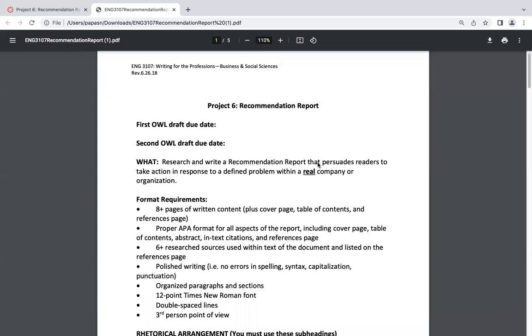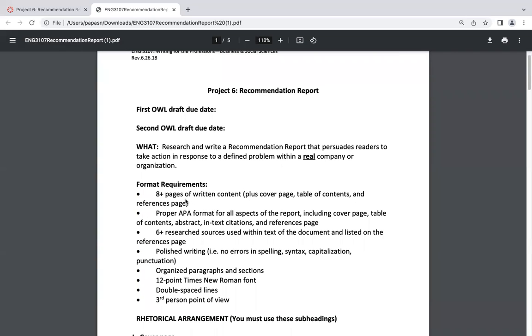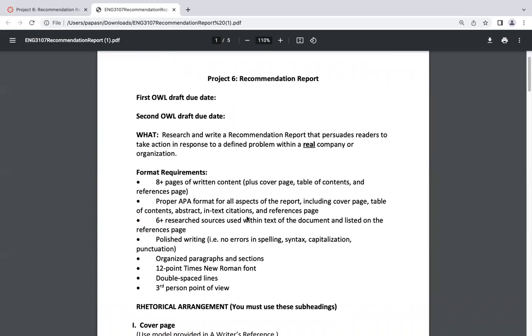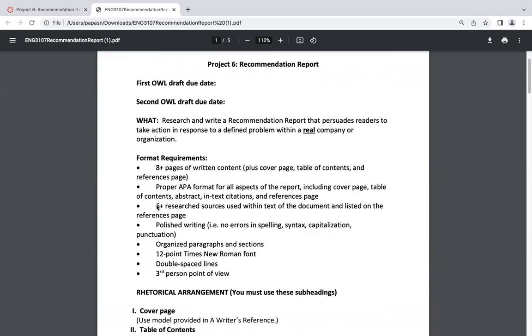So let's briefly go over the format requirements. It should be at least 8 pages of written content, and that does not include the cover page, table of contents, and the references page. It should be assumed that the margins remain standard margins and the font size remains 12-point font. You want to use APA style. You want to have at least 6 sources.